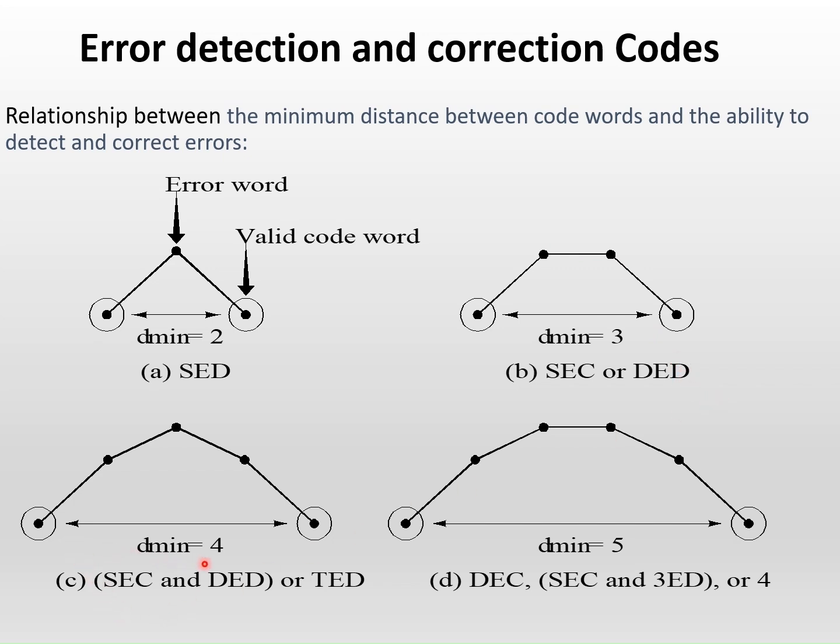Similarly, here where D minimum is 4, single error correction and double error detection is possible, or triple error detection is possible. And when d minimum equal to 5, double error correction possible, or single error correction and double error detection is possible.